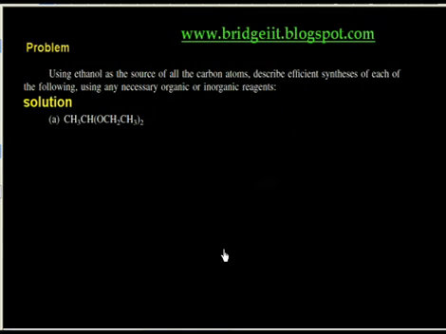Now these are the following conversions. In this case you have to prepare everything from a 2 carbon compound, ethanol. So you have to take a precursor as ethanol, that is CH3CH2OH. This molecule can be used. So ethanol is available to you. Now you have to prepare this compound.